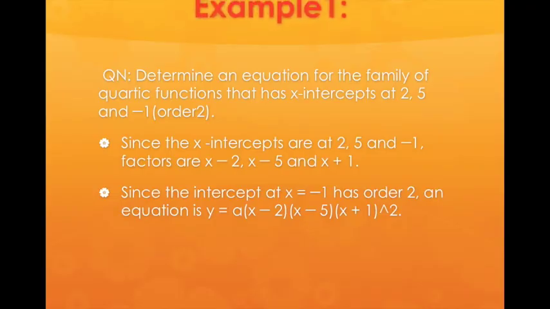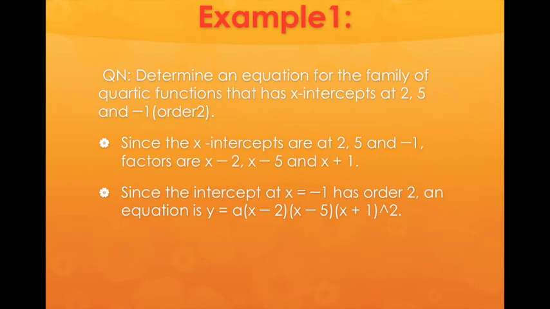Example 1. Determine an equation for the family of functions that has x-intercepts at 2, 5 and negative 1. Since the x-intercepts are at 2, 5 and negative 1, the factors are x minus 2, x minus 5 and x plus 1. Since the intercept at x equals negative 1 has order 2, an equation is y equals a(x − 2)(x − 5)(x + 1)².